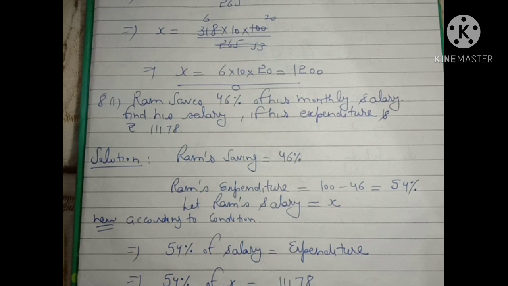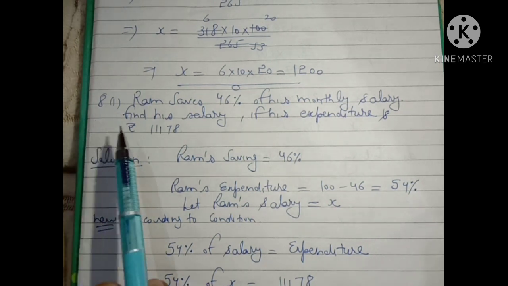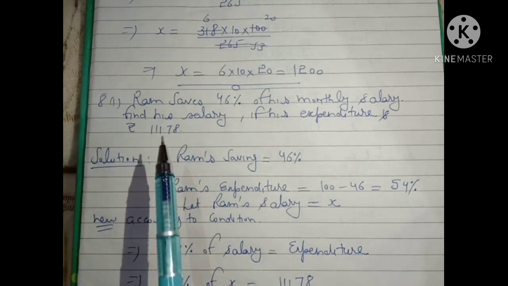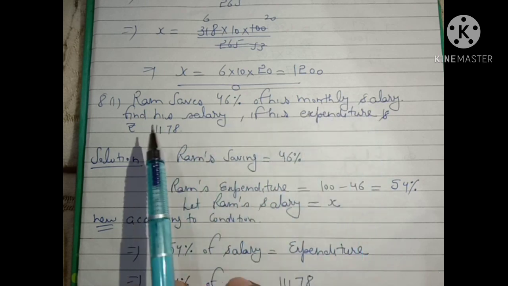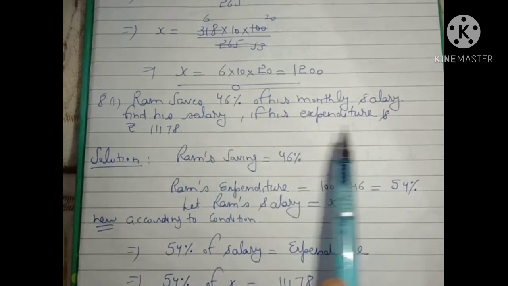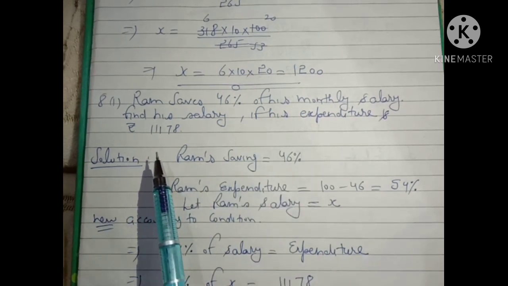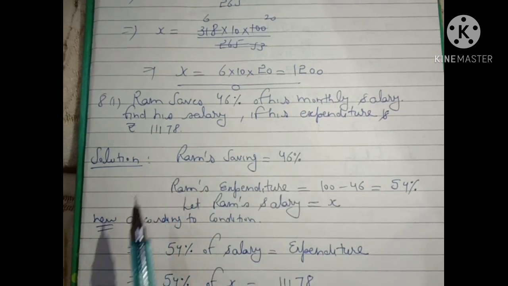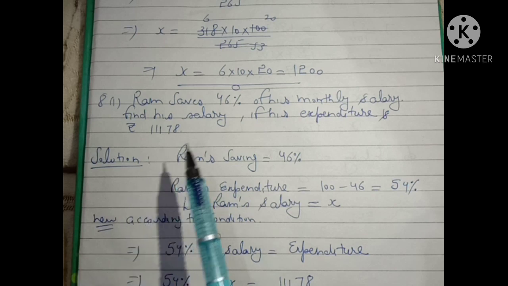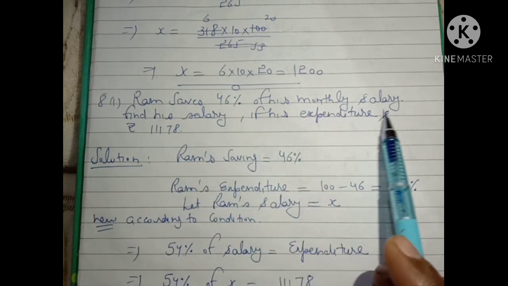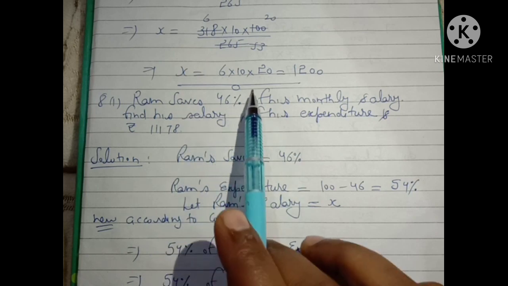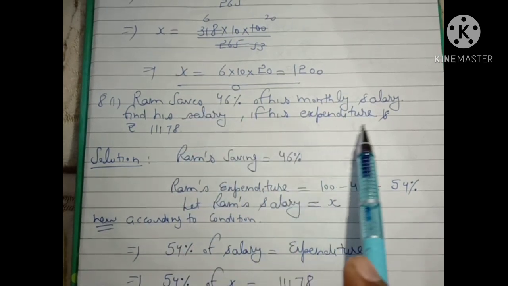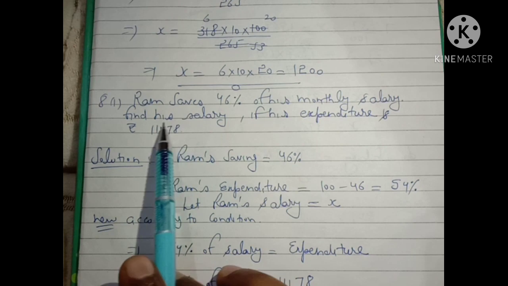Okay, now see the next sum, its first part. So it is also a very interesting sum. You can see Ram saves 46% of his monthly salary. Find his salary if his expenditure is rupees 11,178. Okay, now you can see in this sum we have to find out his monthly salary. And you can see his saving is given to us, that is in percentage, and his expenditure is given to us, that is in value.